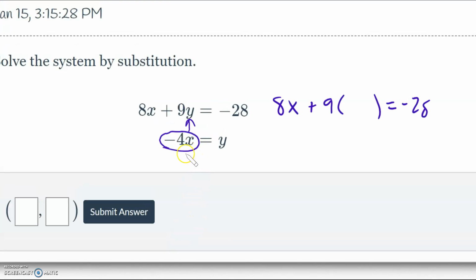Okay, hopefully you've tried plugging this in to see if we're doing it the same way here. So I'm rewriting the top equation, 8x plus 9, but instead of the y, I'm going to put what y is equal to, which is negative 4x. Okay, so that's what we should have. Alright, let's keep solving. 8x plus, let's go ahead and multiply those two. 9 times negative 4, negative 36x. Combine your like terms. 8 and negative 36 makes negative 28.